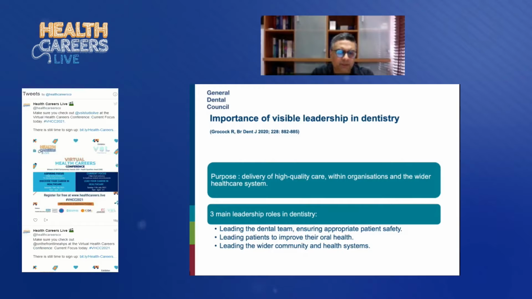Now, there's 3 main types of leadership roles in dentistry. One is leading the dental team, ensuring appropriate patient safety, and I'll give you examples of this. The other is leading patients to improve their own oral health. And finally, leading the wider community and healthcare systems.